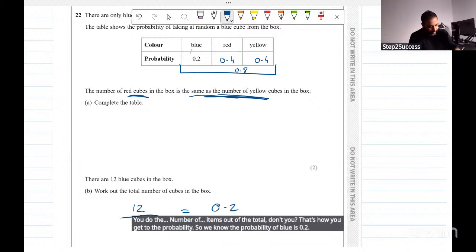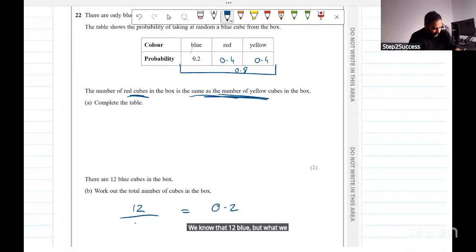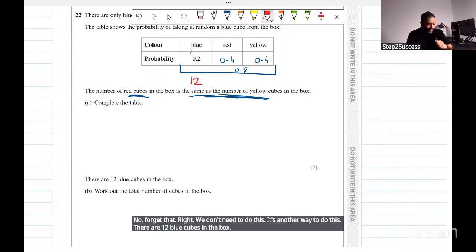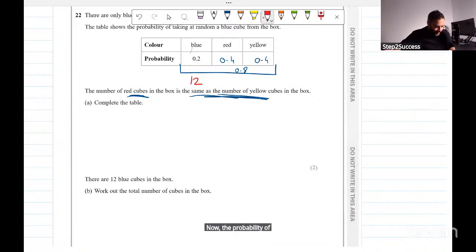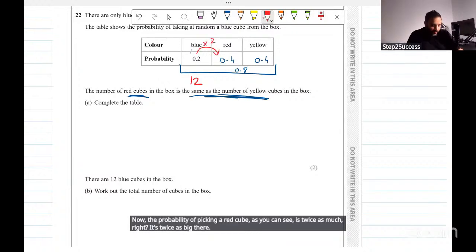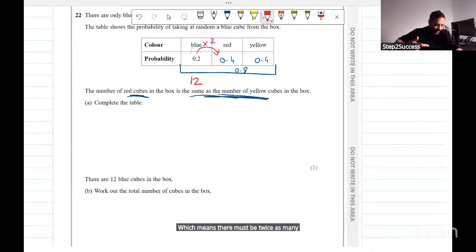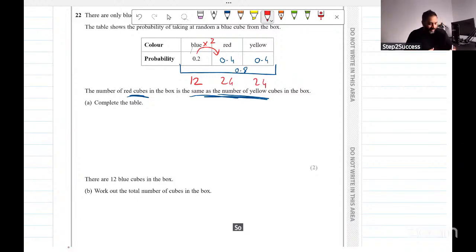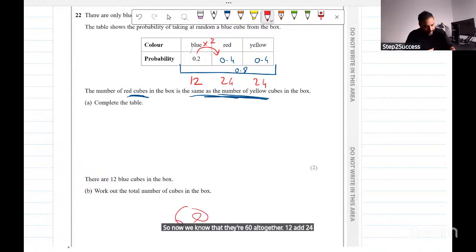We know there's 12 blue, but in fact, no, we don't even need to do this. Forget that. It's another way to do this. There are 12 blue cubes in the box. Now, the probability of picking a red cube is twice as much, which means there must be twice as many red cubes as blue ones. So there must be 24 red ones. The red ones and the yellow ones are the same, so that must be 24 as well. So now we know that there's 60 altogether. 12 add 24 add 24 is 60.